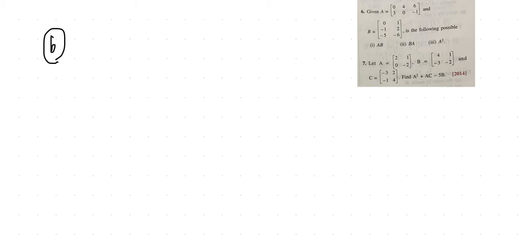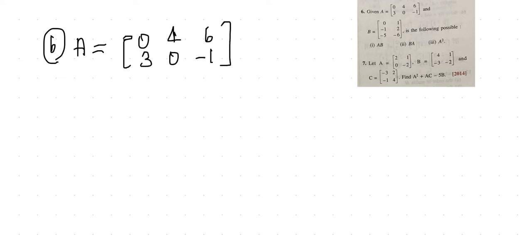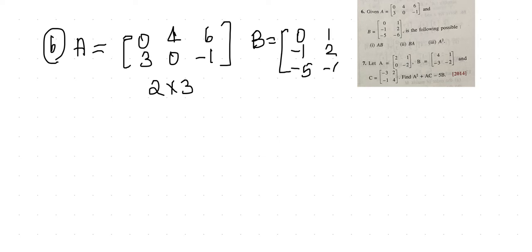So in question number 6, the order of the matrix is what, children? 2 into 3, and then here the order of the matrix is C. The first order which is given, children, is A is equal to 0, 3, 4, 0, 6 and minus 1. And B, so what is the order of this matrix? It is 2 into 3. And for B, it has been given as 0, minus 1, minus 5 and 1, 2, minus 6. So here clearly the order is equal to 3 into 2. So it is understood, children, that both of them can be easily multiplied.